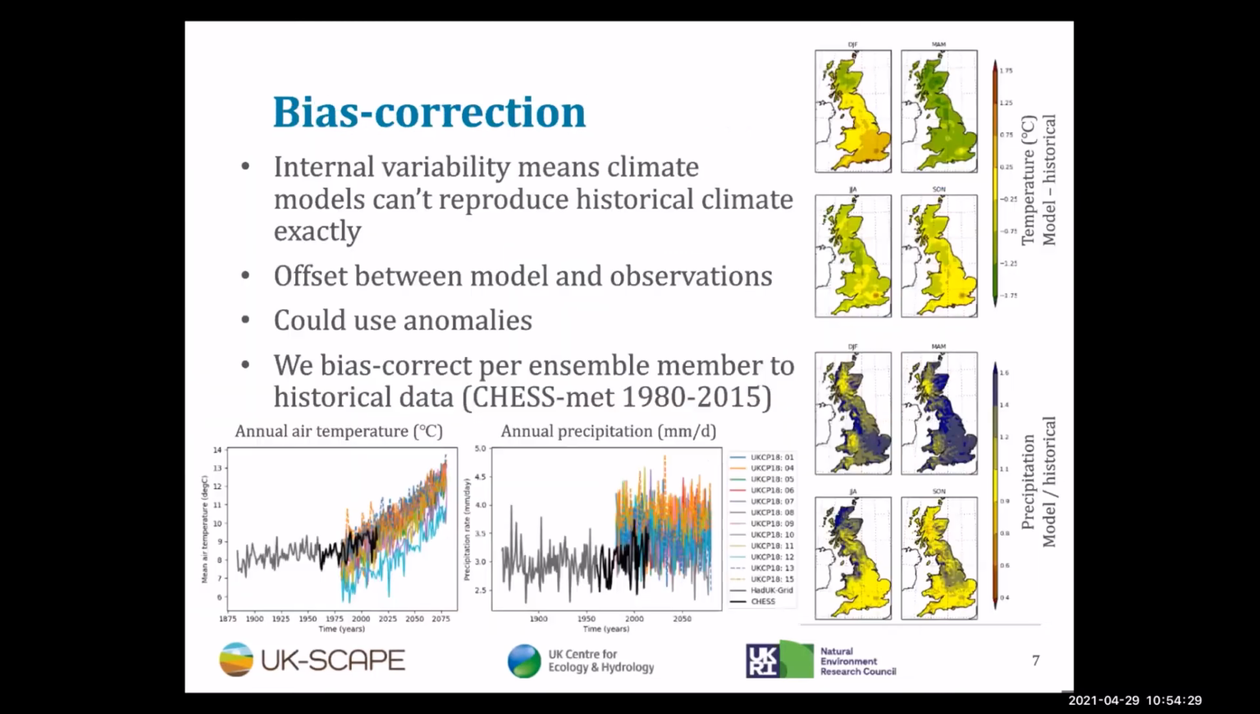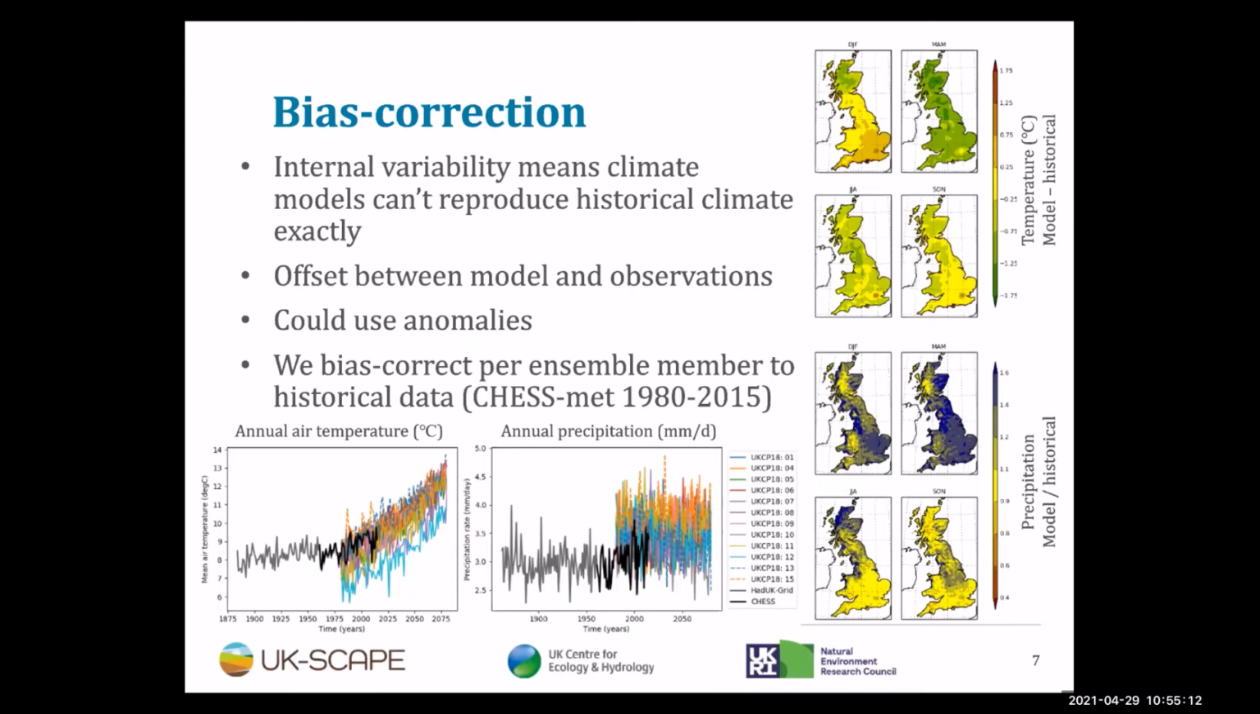Next slide, please. Once we've done the downscaling, we then looked at bias correcting the data. Even if you've got a very well parameterized climate model, because of internal and long-term decadal variability, they're unlikely to reproduce historical climate exactly. So there's often an offset between models and observations. The plots at the bottom of this slide show in grey and black 2 observational datasets for the UK, and then all the coloured lines are the different 12-kilometre ensemble members in UKCP18. The overlap is basically 1980 to about 2015, and you can see there's quite a difference in the air temperatures and in the precipitation between the observations and the ensemble.